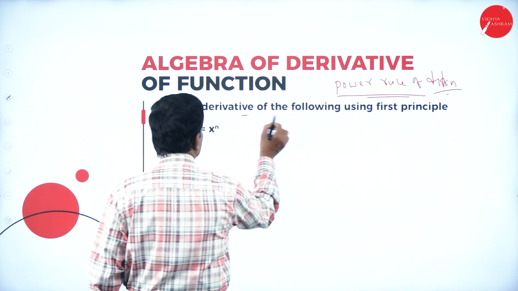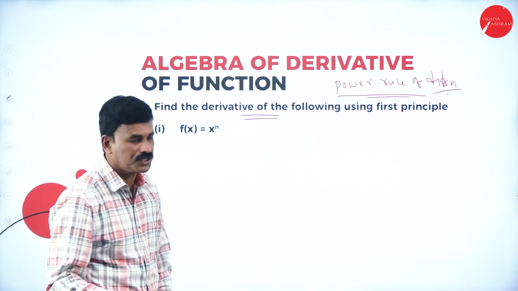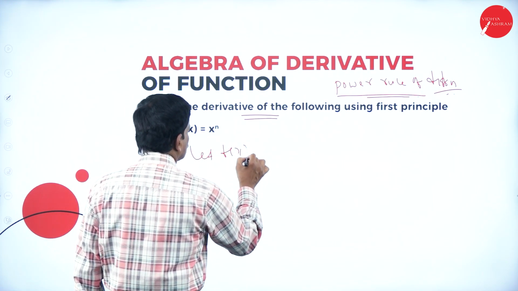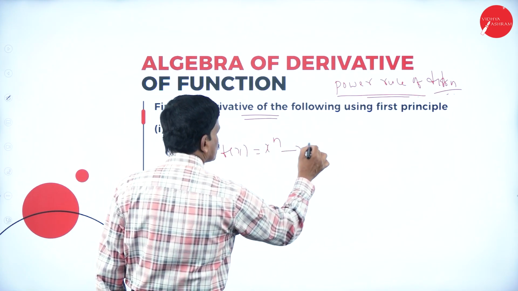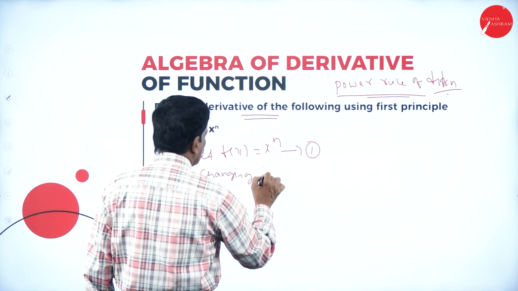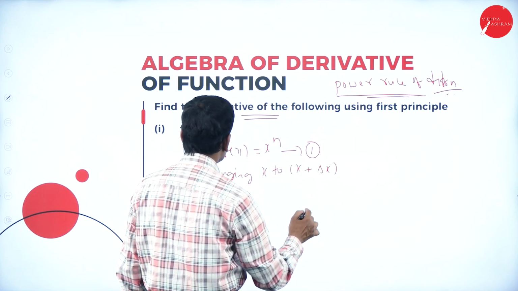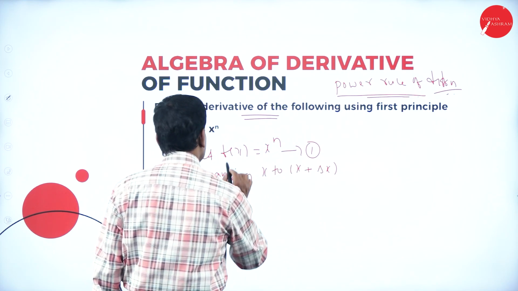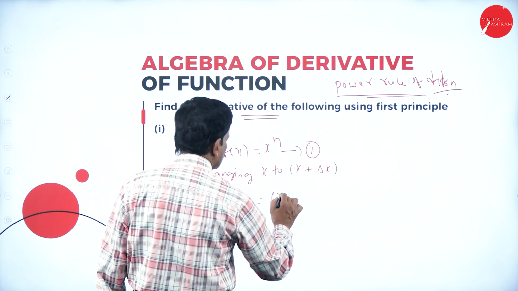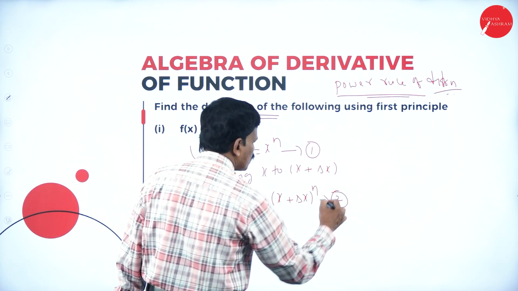Now, let us differentiate f of x with respect to x using first principles, or by the method of definition. Let f of x is equal to x to the power of n. Let us represent this as 1. Changing x to x plus delta x, f of x plus delta x can be written as x plus delta x to the power of n. Let us represent this as equation number 2.